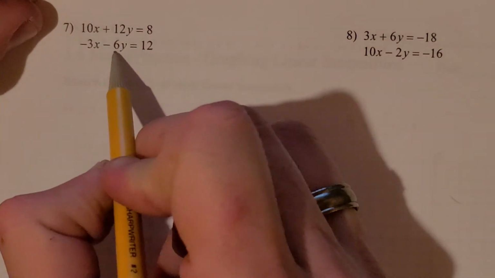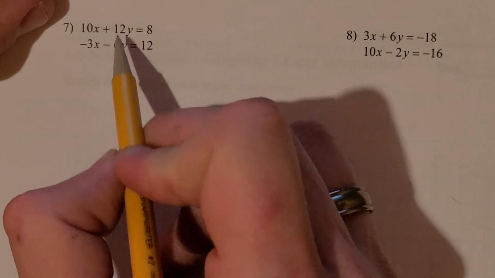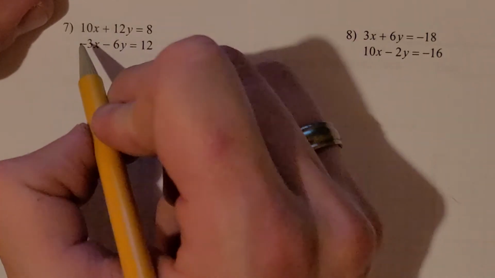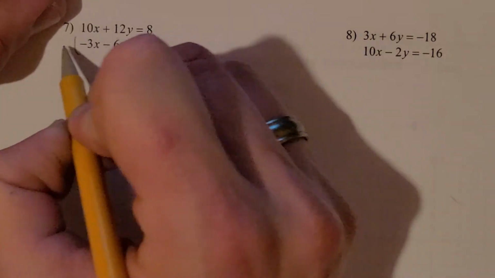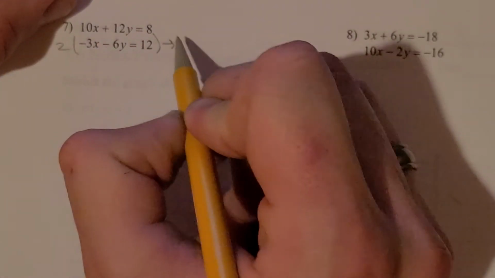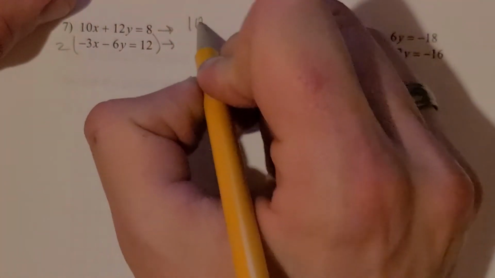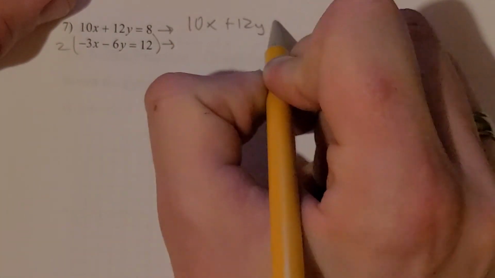Well, 6, that's only half of 12. So what if I just doubled it? Can you do that? Yes, you can. I'm going to multiply the entire bottom equation by 2. Look at what I do here. I'm not going to touch the top equation. 10x plus 12y equals 8.